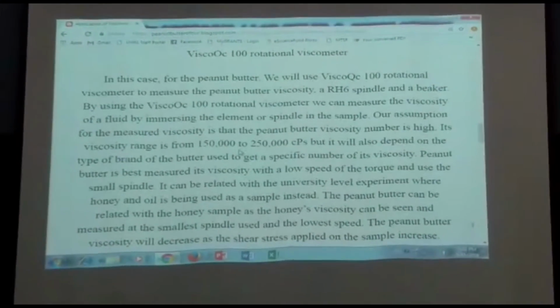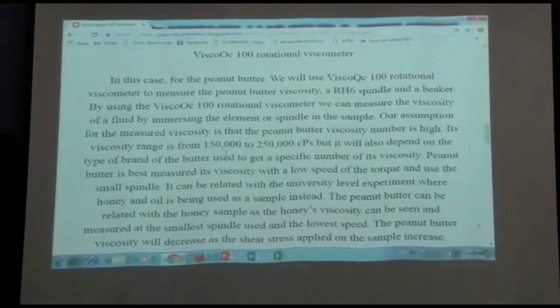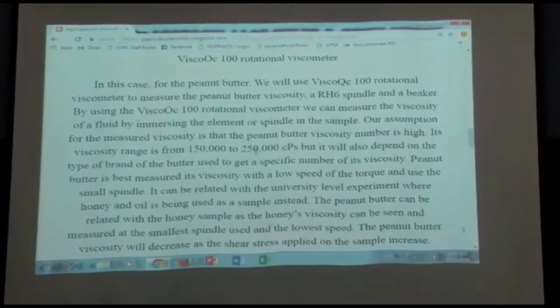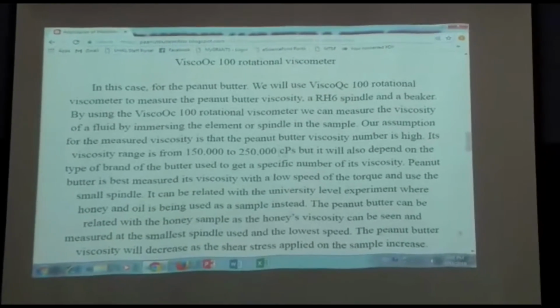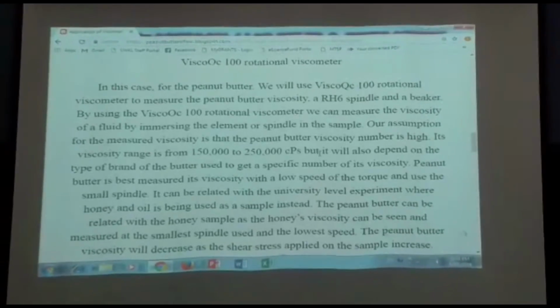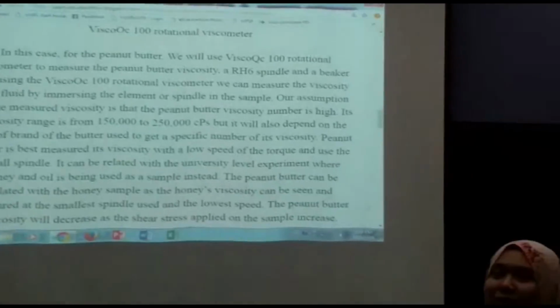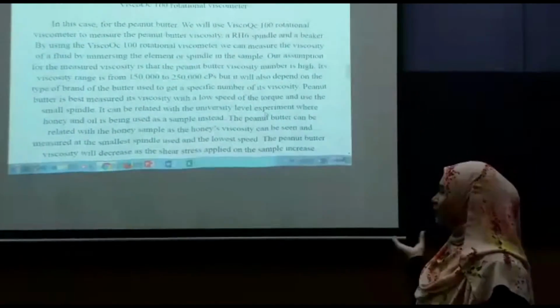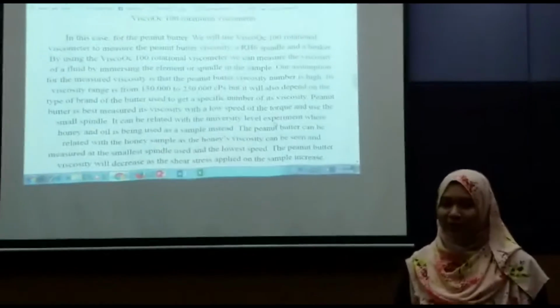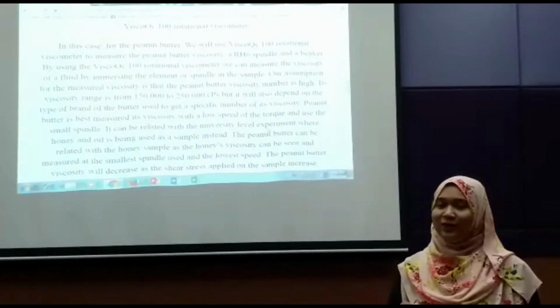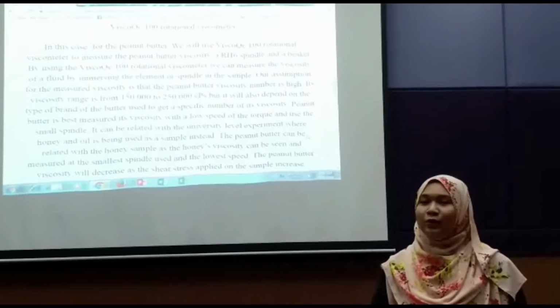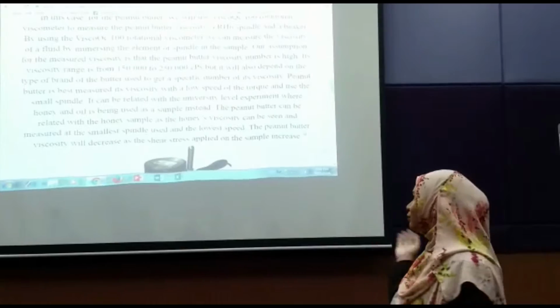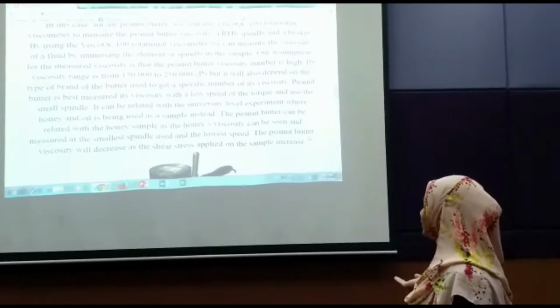The viscosity range for peanut butter is 150,000 to 250,000 centipoise. But it will also depend on the type of butter that we will be using. To get the specific viscosity range or the specific viscosity number, we will have to specify what type of butter we will use.